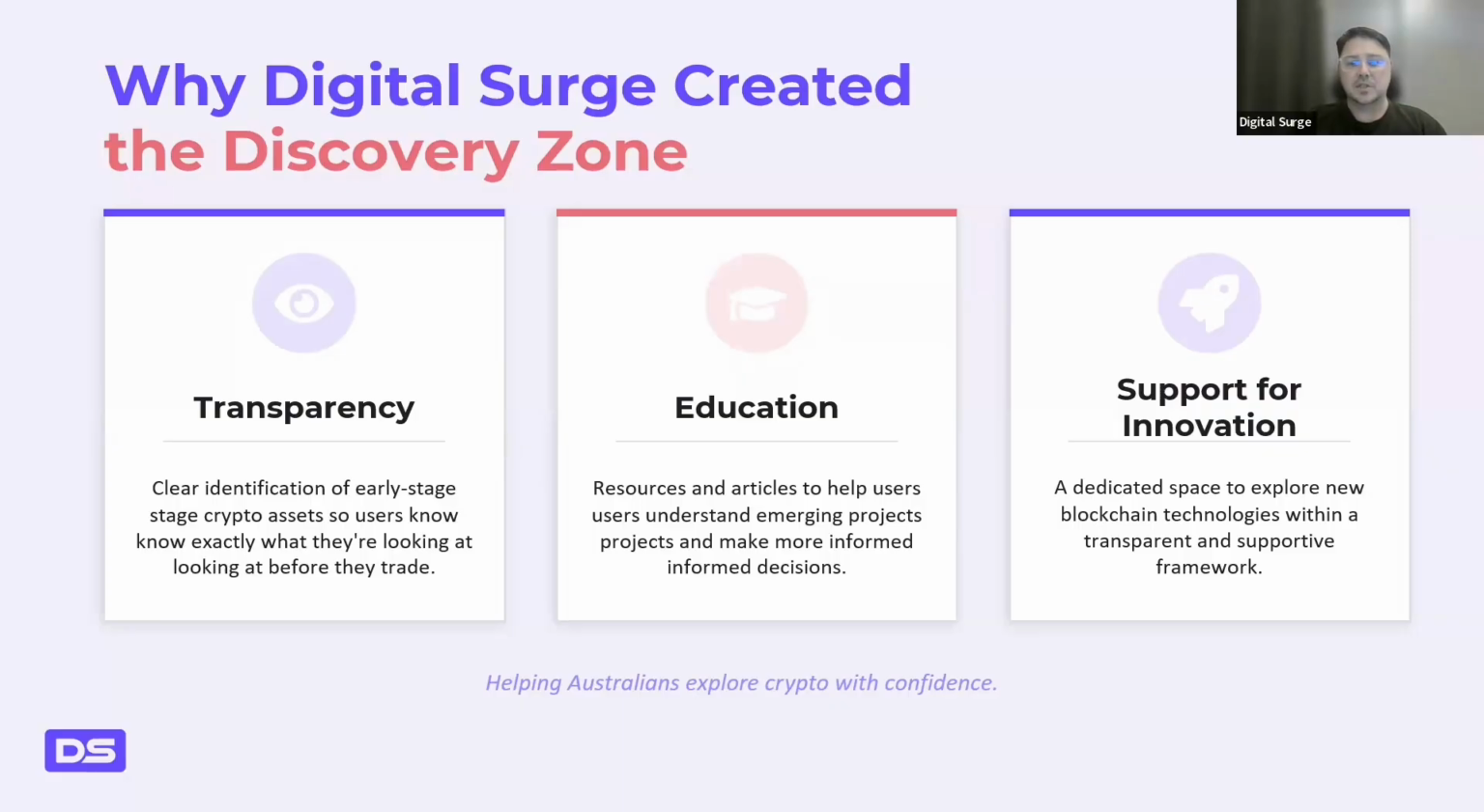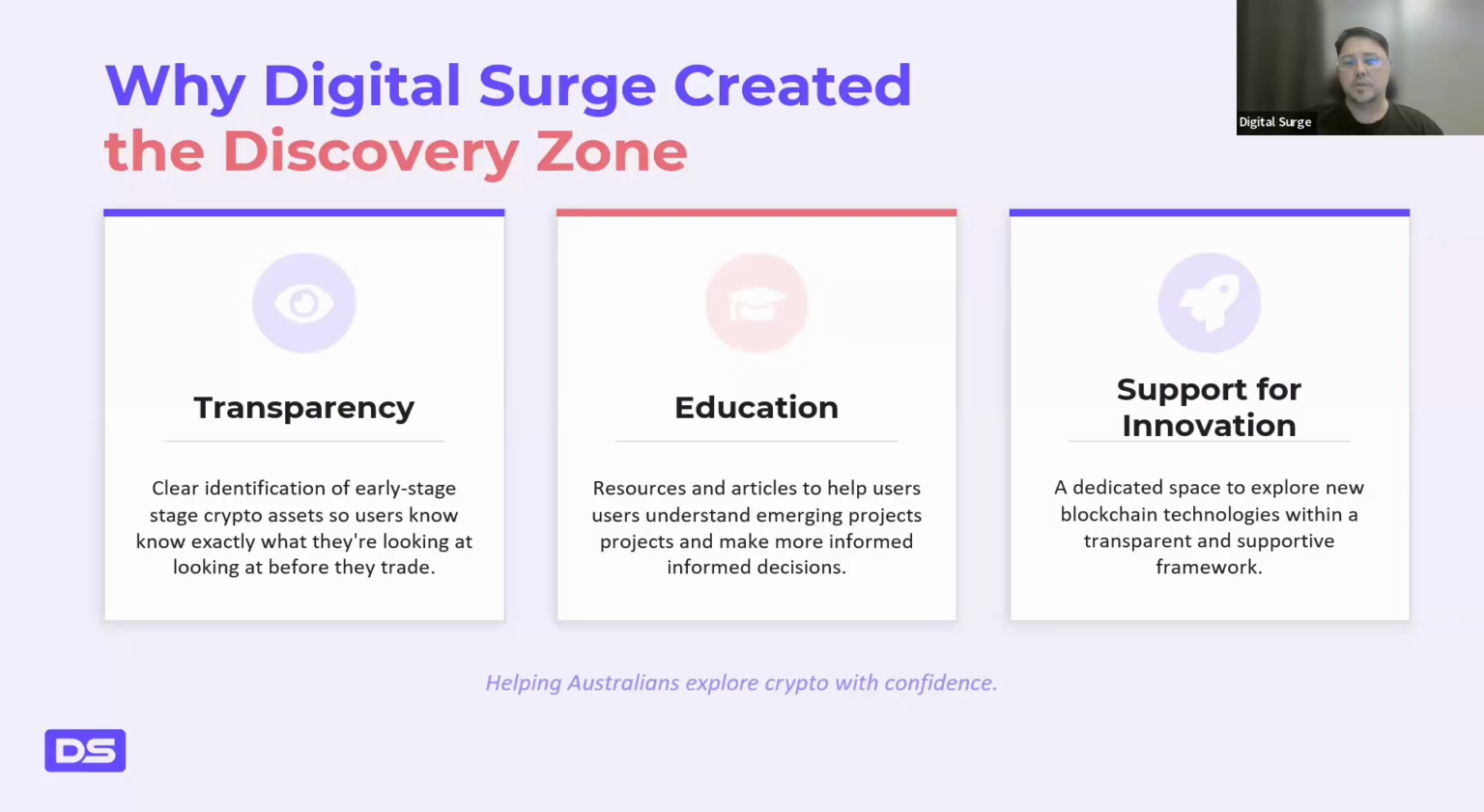When an asset is in the Discovery Zone, you know upfront that it's considered early stage, and you can factor that into your decision making. Education. Crypto is still a relatively new industry, and many projects are evolving quickly. We provide resources and articles that help users better understand emerging projects and how to research them. And support for innovation. The crypto ecosystem moves very quickly and new technologies are constantly emerging. The Discovery Zone provides a space to explore these innovations within a transparent and supportive framework.